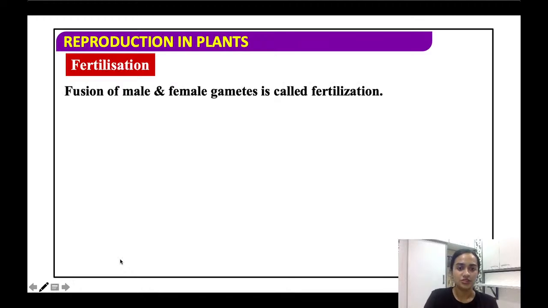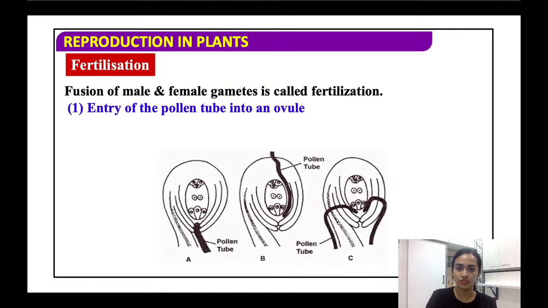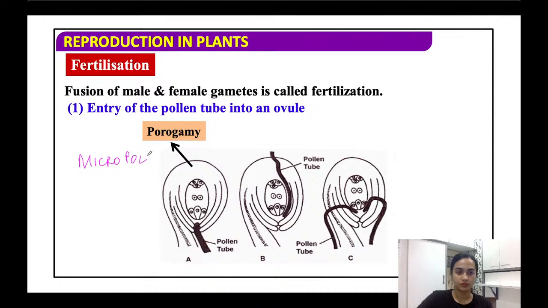Fine. Now coming to fertilization: fusion of the male and the female gamete. Entry of the pollen tube into the ovule, this we have seen. There are three ways in which the pollen tube can enter the ovule. The first one is porogamy. Porogamy is basically the entry of the pollen tube through the micropylar region.